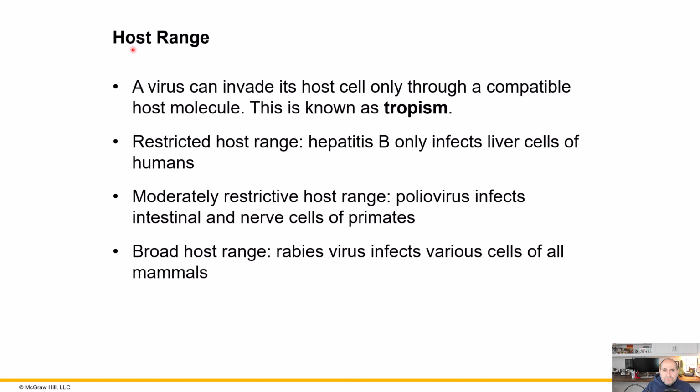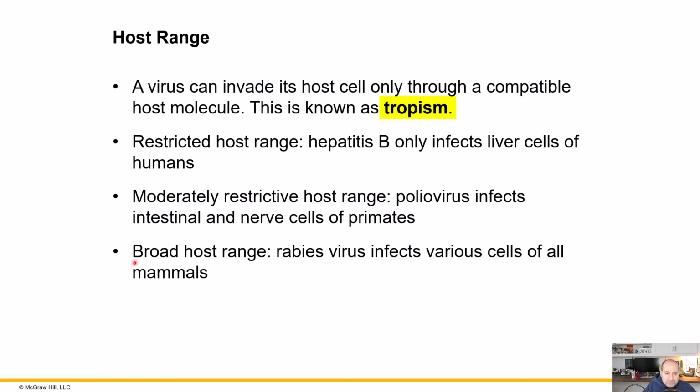And again, the host range is determined by this spike protein to host receptor binding. There are some viruses with a restricted host range, for example, hepatitis B, which only infects the liver cells of humans. You see how that's very restrictive? That's a very small and narrow tropism.